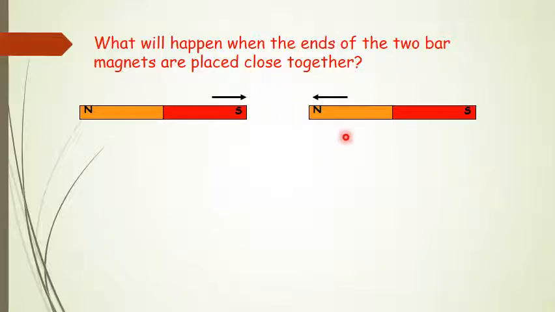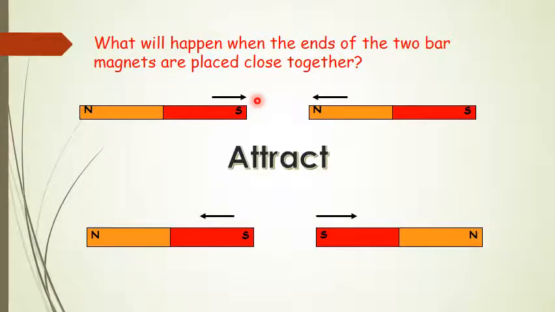The first scenario is if we're going to bring two bar magnets close to each other, but different poles are facing each other. So I have this bar and this bar, and I'm going to approach the north pole of this bar magnet to the south pole of this bar magnet. So what would you think will happen? I think the arrows are saying the answer actually. Yes, they will get attracted to each other. They will attract each other.